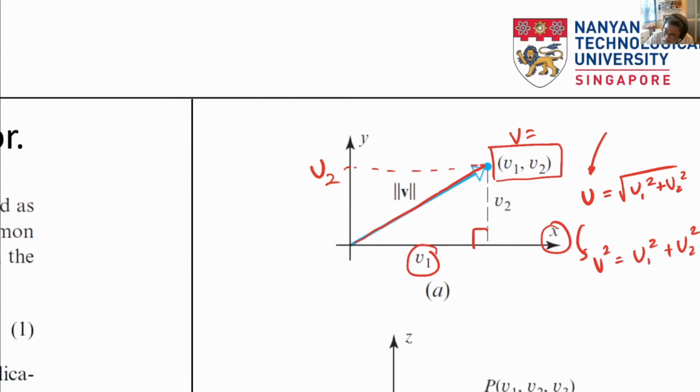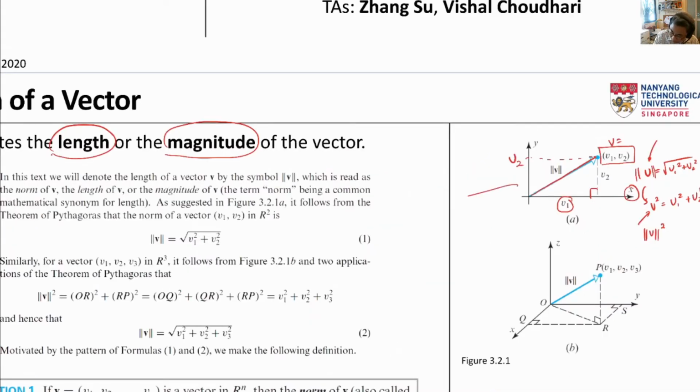Over here, to be more precise, we should say that it is the norm of v. And hence this equation is the norm of v square. Hence equation 1 is the equation for the Pythagoras Theorem solution of the length for R2. We now extend the Pythagoras Theorem for R3.